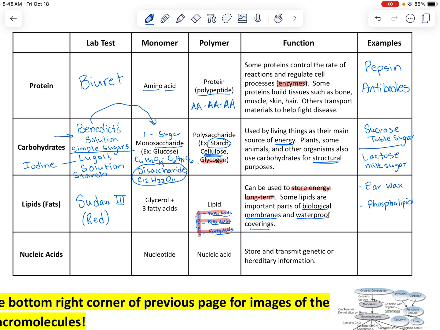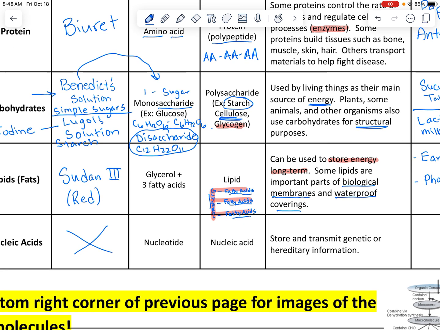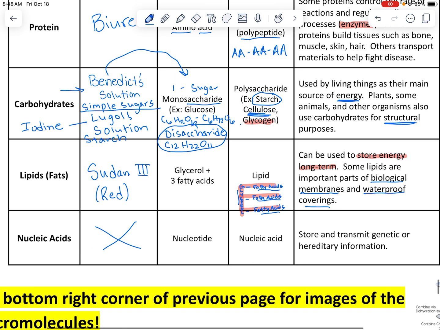All right, for nucleic acids, we don't do a test. There's no lab test for nucleic acids. We've already covered this because we talked about DNA, but the building blocks of nucleic acids are nucleotides. Remember, that's a phosphate bonded to a sugar and bonded to a base. We can get very specific. With DNA, the sugar would be deoxyribose, and the base would be either adenine, thymine, guanine, or cytosine.